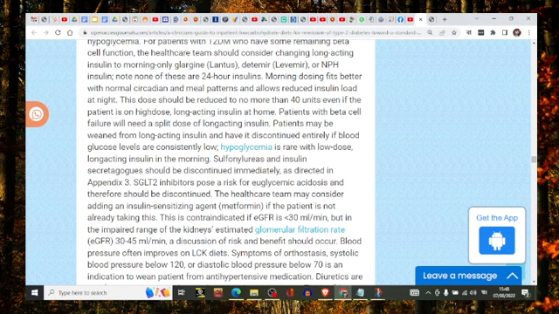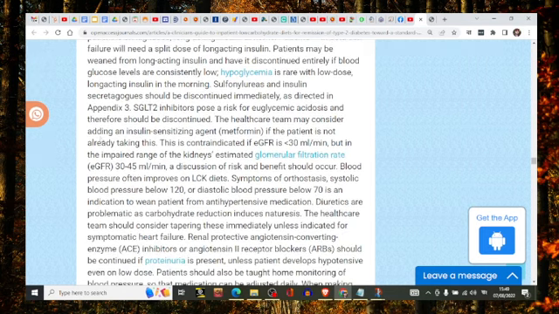SGLT2 inhibitors pose a risk for euglycemic acidosis and therefore should be discontinued. The healthcare team may consider adding an insulin sensitizing agent, for example metformin, if the patient is not already taking this. This is contraindicated if eGFR is less than 30 milliliter per minute, but in the impaired range of kidneys, estimated glomerular filtration rate, or eGFR, 30 to 45 milliliter per minute, a discussion of risk and benefit should occur.